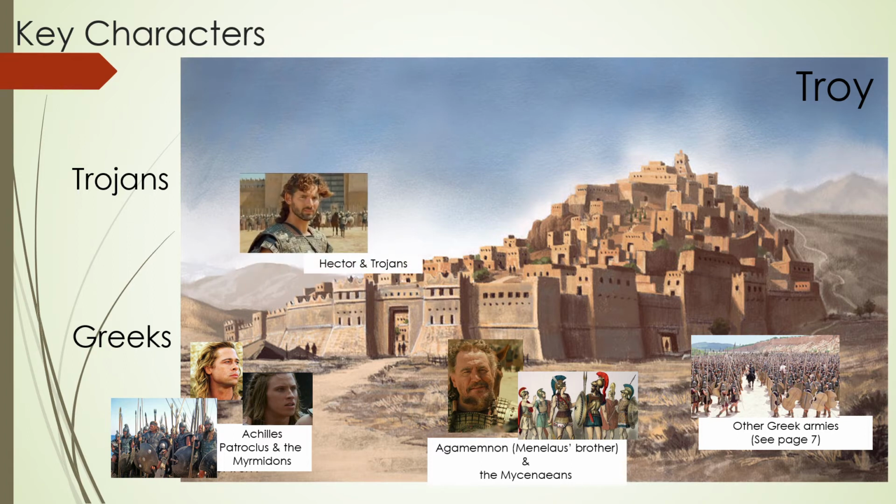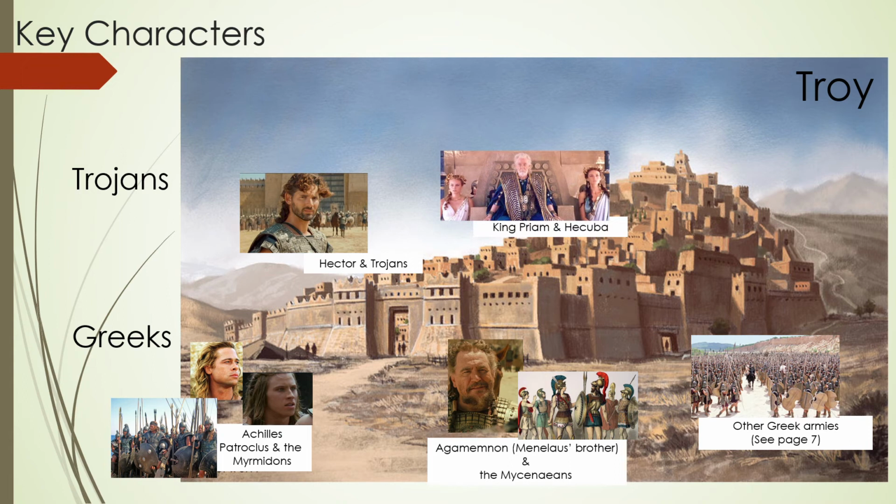For the Trojans, we've got Hector and the Trojans, so the Trojan army. Hector is one of the generals. He's the son of King Priam, so he's a prince, and he plays a vital role in the story itself. We've got King Priam there and Hecuba. So Priam and Hecuba are married.